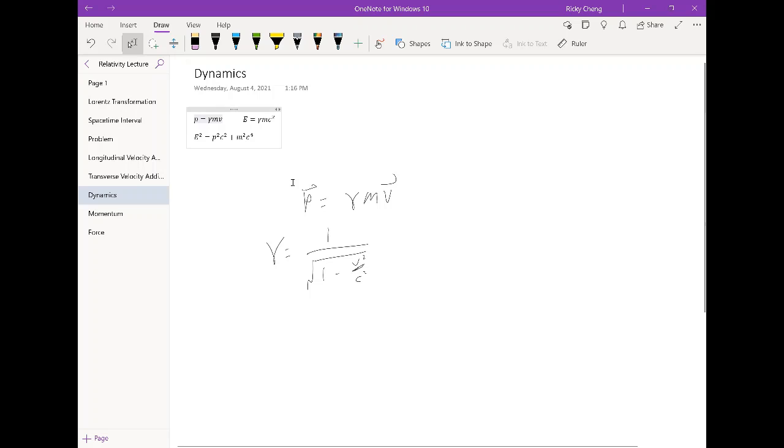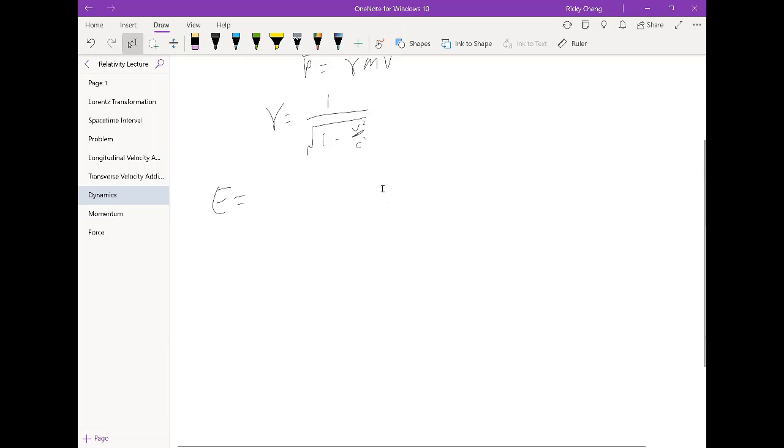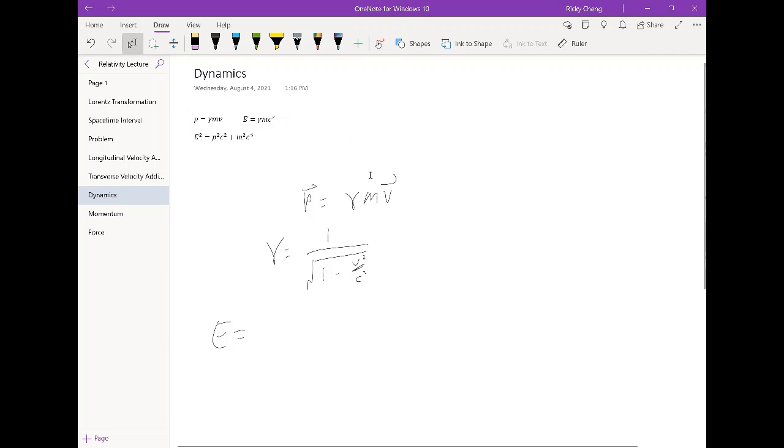Also, suppose that the velocity of an object is equal to 0, so it's not moving. Then since gamma is just 1, the equation for energy just becomes the famous E equals mc squared equation. That's the rest energy of a particle.